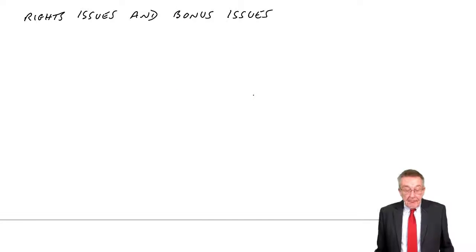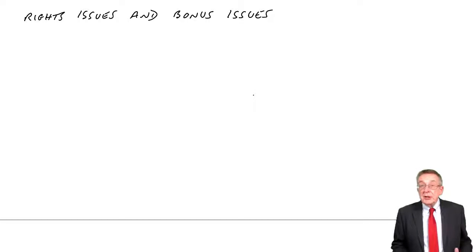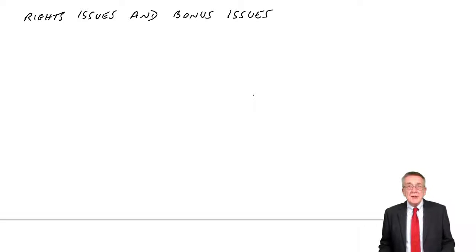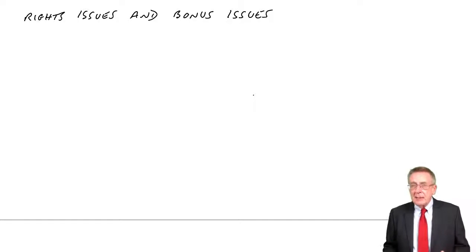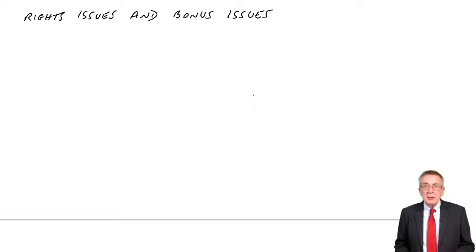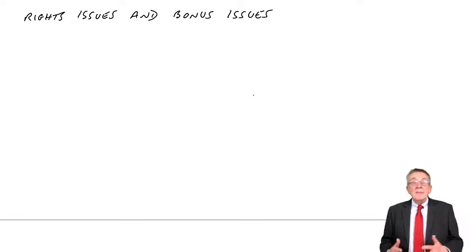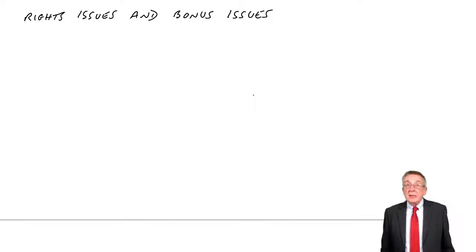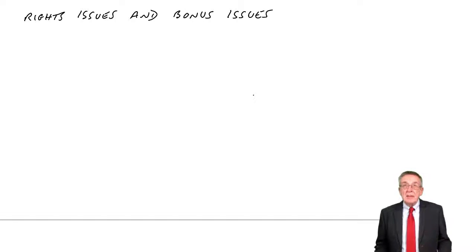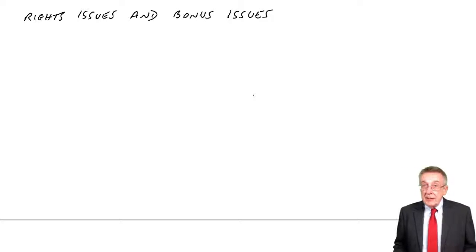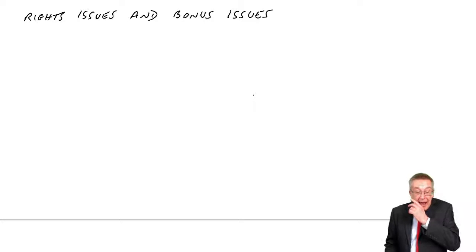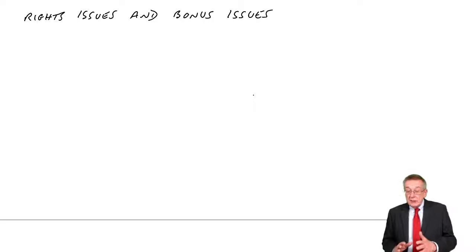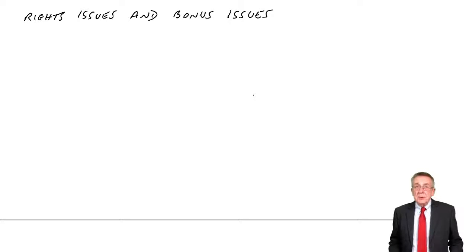All right, in the last lecture, I showed you how we deal with an issue of shares. We credit share capital with the nominal value of the shares. If we were charging more than nominal value, the extra is called the premium, and we credit that to the share premium account. In this lecture, I want to look at two ways in which shares are issued.